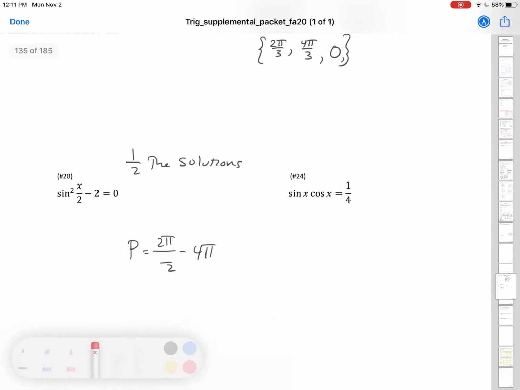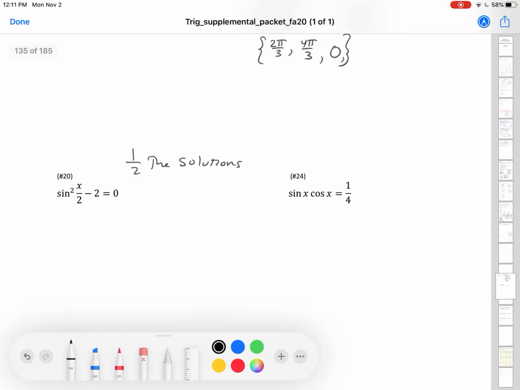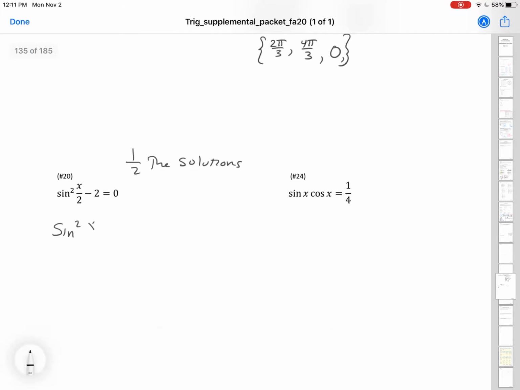It does work that way. So now we know what to expect, so let's go solve. So we got sine squared x over 2 is equal to 2. Take the square root of both sides. That means sine of x over 2 would be equal to two things. Either root 2 or sine x over 2 is equal to negative root 2. We should respect them both. If we don't, then we're going to have some issues.